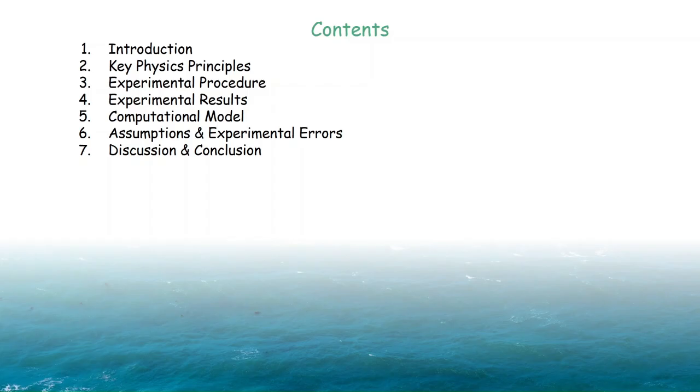In this lab report, we're going to first introduce the purpose and results. We are then going to move on to some key physics principles, and then to the experimental procedure and experimental results. And then after that, we're going to move on to the computational model, and then the assumptions and experimental errors. And then we are going to answer some discussion questions and move on to the conclusion.